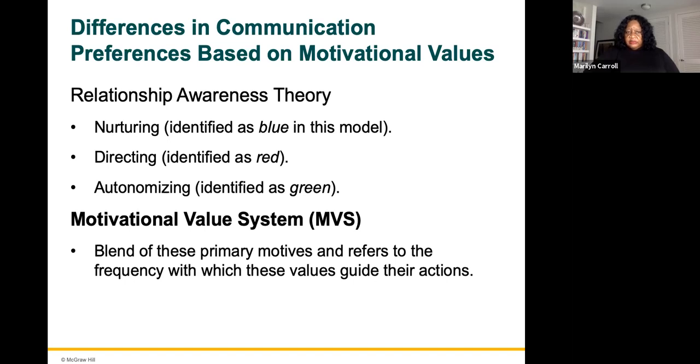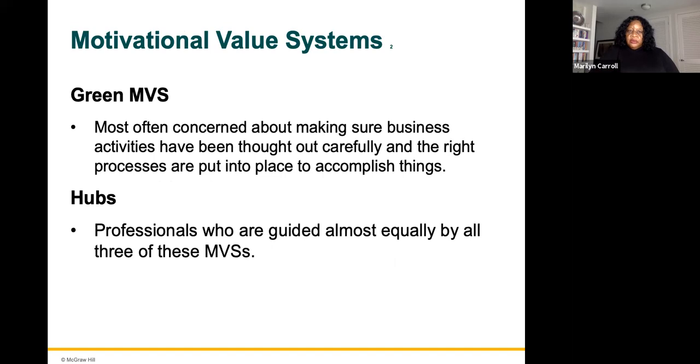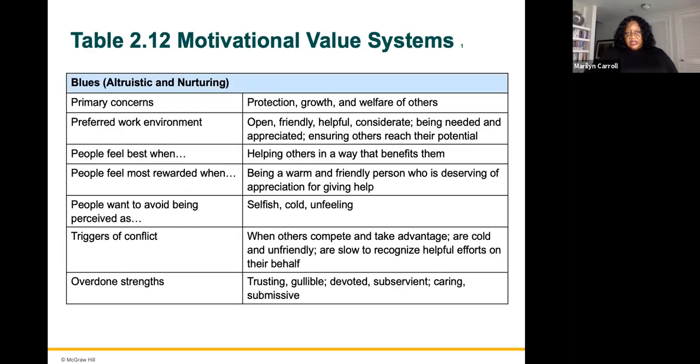Motivational value system is a blend of these primary motives and refers to the frequency with which these values guide others. Blue, most often guided by motives to protect others, help others grow, and act in the best interests of others, whereas red often is guided by concerns about organizing people, time, money, and other resources. Green, most often concerned about making sure business activities have been thought out carefully and the right processes are put into place to accomplish these things. And then there are hubs, professionals who are guided almost equally by all three of these MSVs.